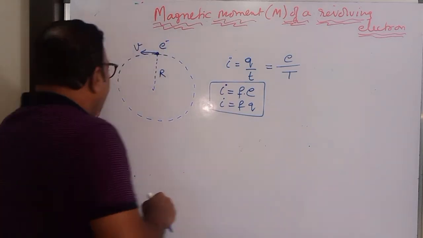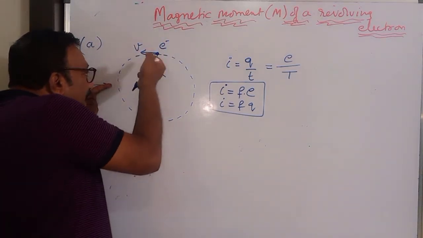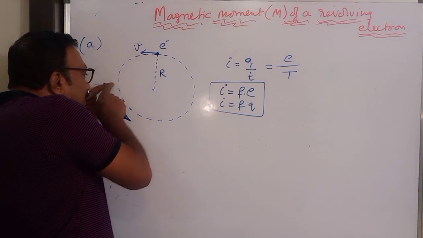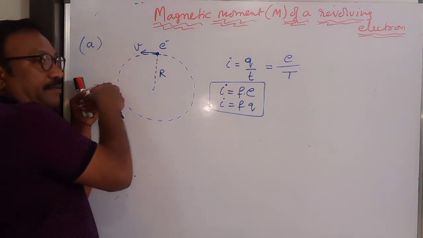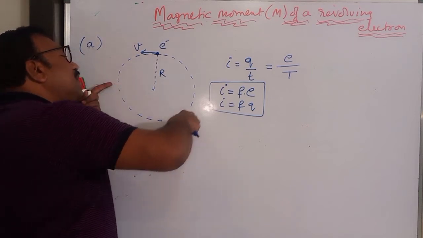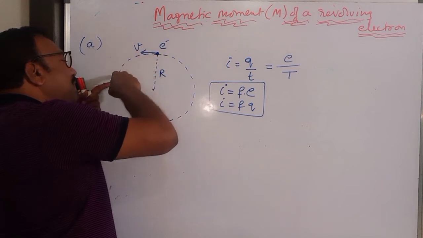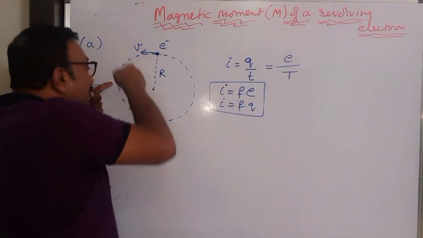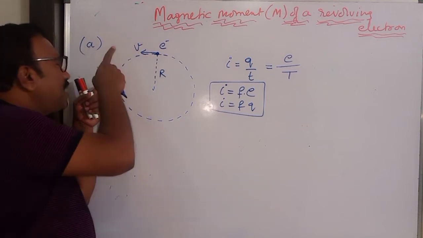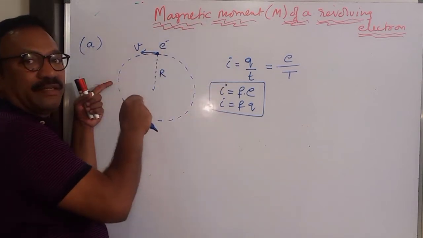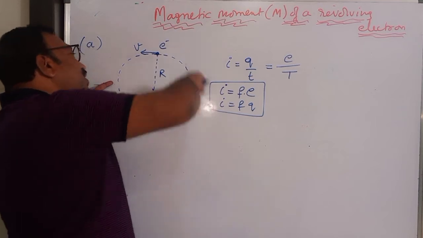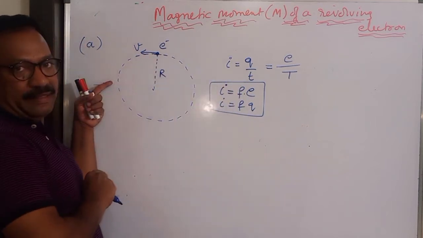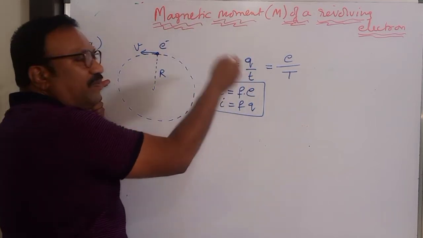Fine. How to understand this now? See, if you are observing the electron, suppose this is a starting point for me here. The electron goes around and comes here, and it will pass one time. When it passes one time, how much charge has passed for me here? E. After how much time? Capital T. So that is nothing but the rate of flow of charge.